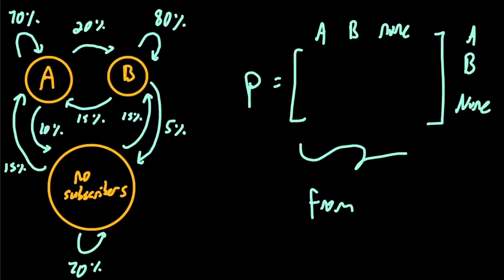So let's look at company A. From A to A, it's 70%. So we're going to convert that to a decimal, and that's going to be 0.70. Now what about from A to B? From A to B, we have 20%. That's going to be 0.20. And then from A to none, that is going to be 10%, which is 0.10.